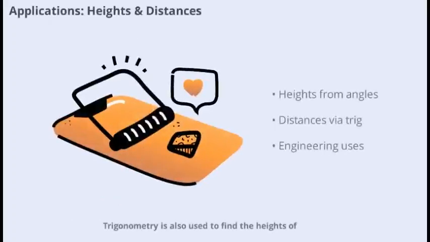Trigonometry is also used to find the heights of objects and distances that are difficult to measure directly. By measuring angles of elevation or depression and using trigonometric ratios, you can calculate unknown heights or distances, which is especially useful in construction and engineering.